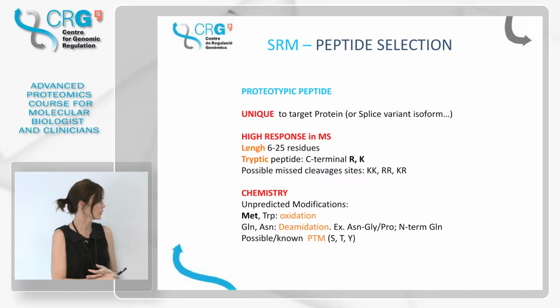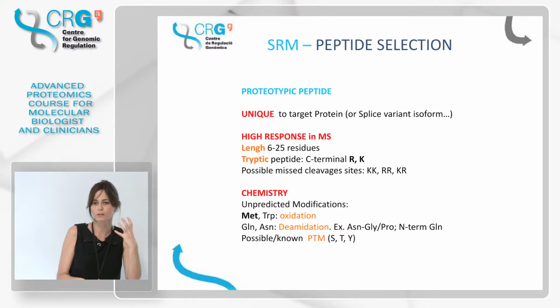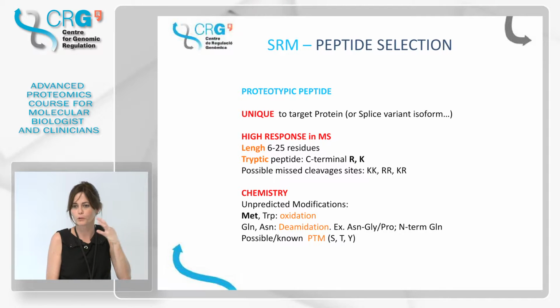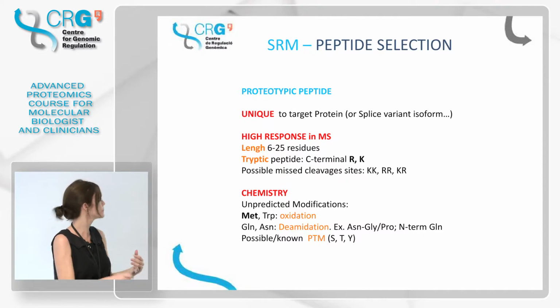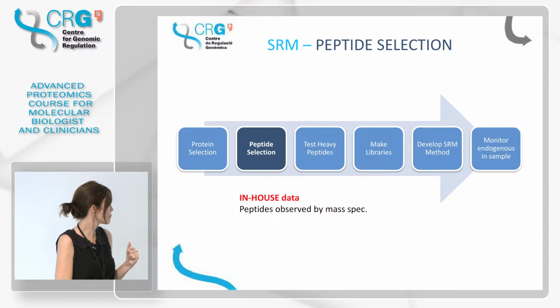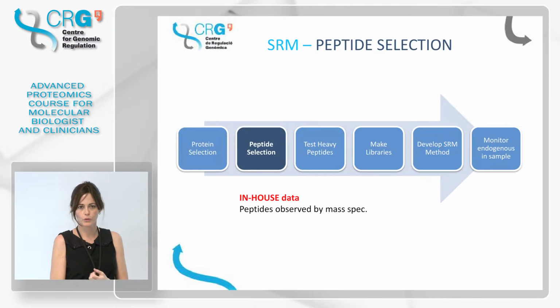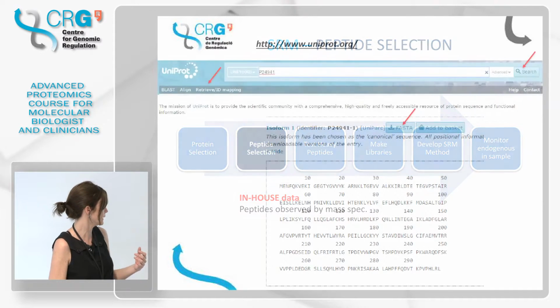As we already saw, there are these rules, the classical rules or the logical rules from a chemistry point of view. And this is what people try to get, although it's not always possible. Always remember that your peptide has to be unique. Most of the time, you choose these peptides from your own data, because you already performed some discovery experiments, for example, and you have some mass spectrometry data.